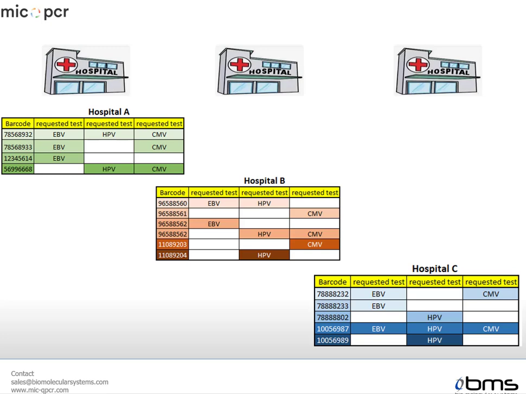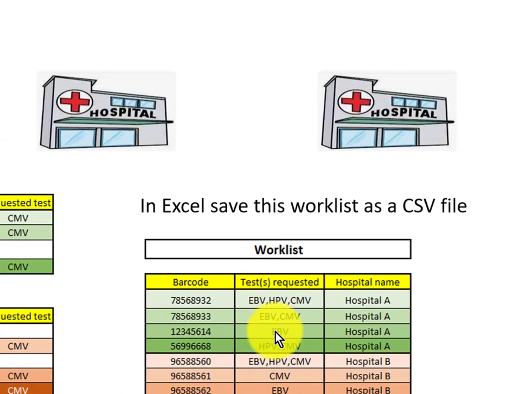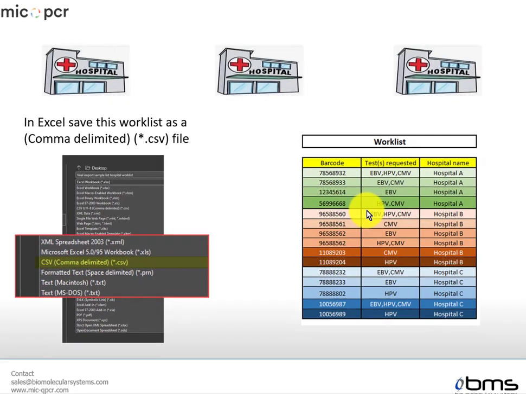The next step is to merge these request forms into a work list, thereby making sure you put all the requested tests in one column and each test is separated by a comma, as you can see here. Once you have the work list ready, you need to save this as a comma delimited CSV file and you are ready to go.